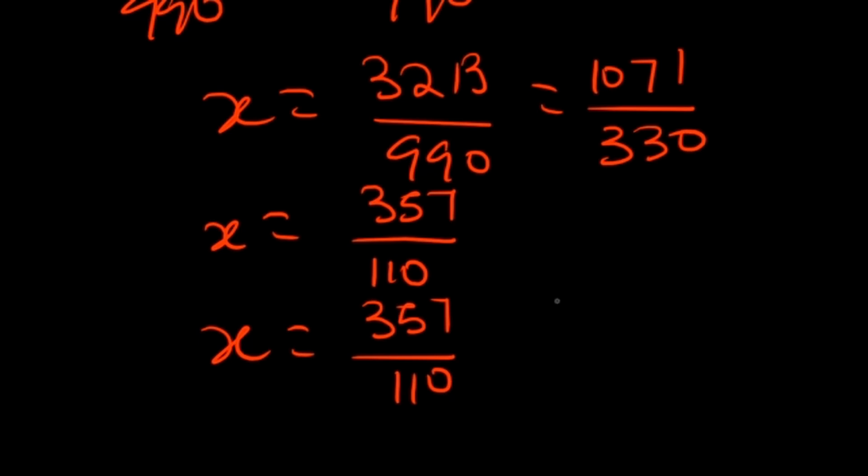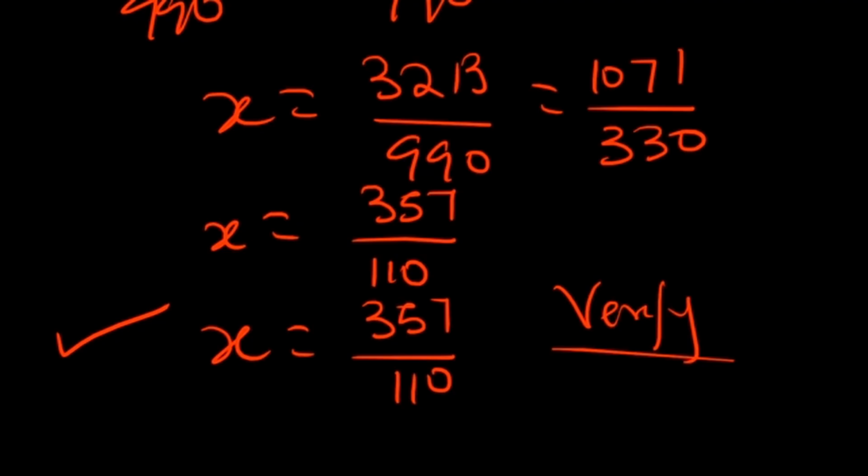So try to verify this solution by punching 357 divided by 110 on your calculator to see what you're going to get. Here I'm getting 3.245454545 and so on repeatedly. So this implies that our solution is correct.